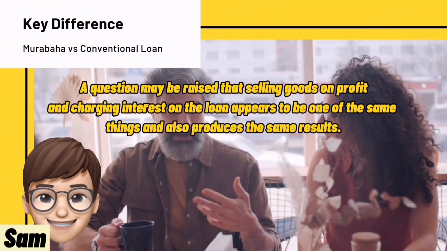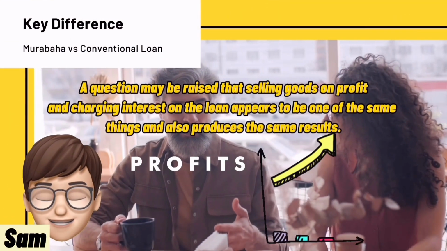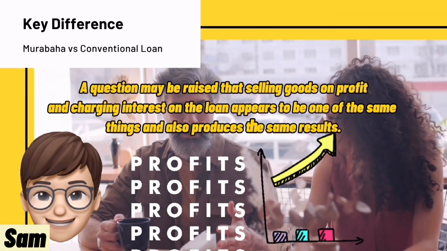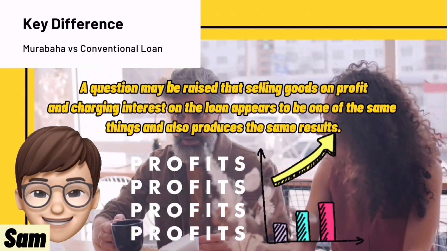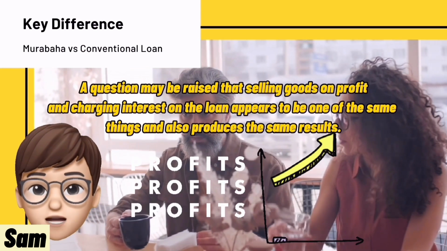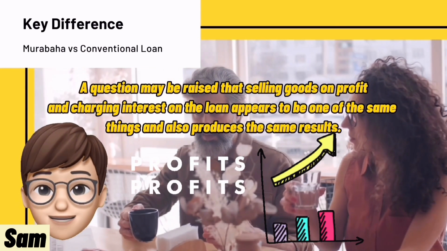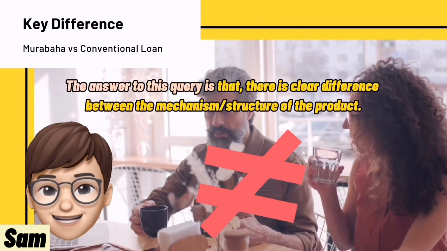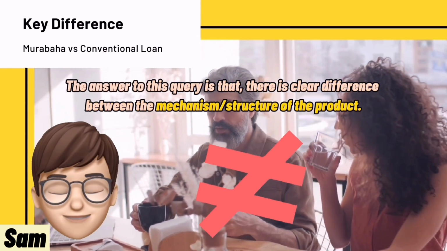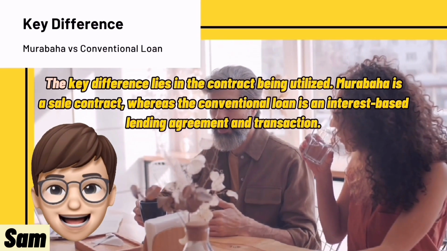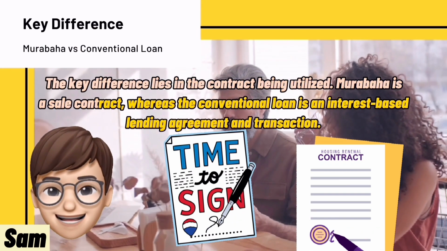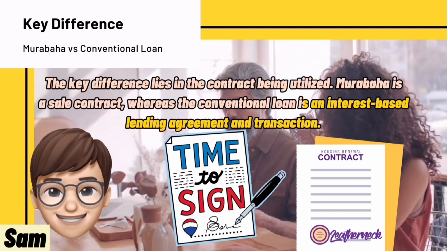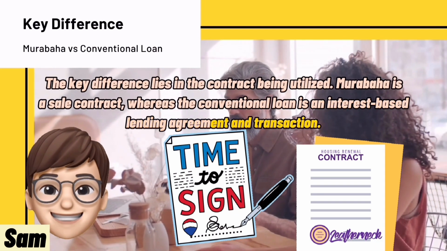Key difference: Murabaha versus conventional loan. A question may be raised that selling goods on profit under Murabaha and charging interest on the loan as per the practice of conventional banks appears to be one and the same thing and also produces the same results. The answer to this query is that there is a clear difference between the mechanisms or the structure of the product. The key difference lies in the contract being utilized. Murabaha is a sale contract, whereas the conventional loan is an interest-based lending agreement and transaction.